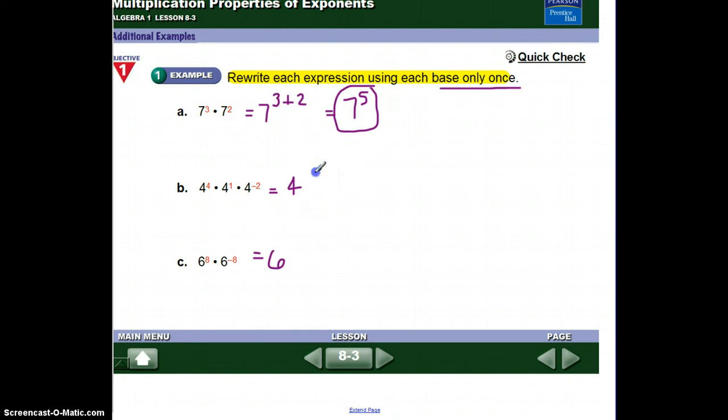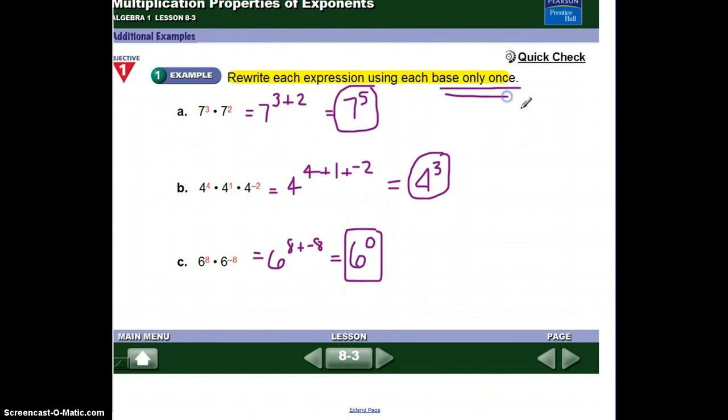Now in this one, I'm actually going to take all of these exponents and add them together. So 4 plus 1 is 5, plus negative 2 would be 3. So this is going to be 4 to the 3rd. Now in this one, I'm going to add these two together. Now this is the tempting one, because this ends up being 0. And although we know that anything to the 0 power equals 1, they actually want us to stop here because, again, they wanted to rewrite it with the base only once.